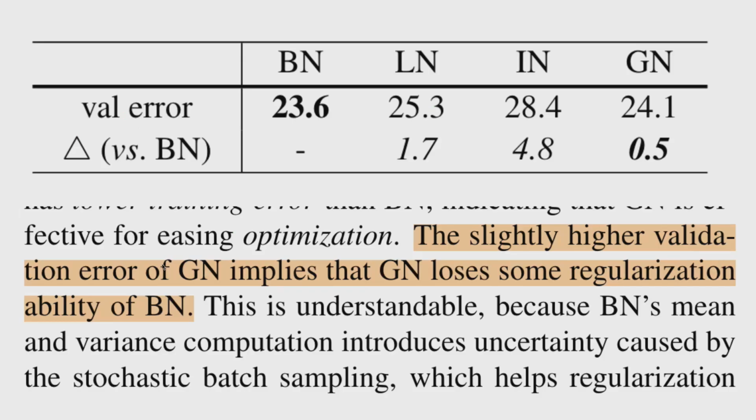The slightly higher validation error of group norm implies that group norm loses some regularization ability of batch norm. And this is because batch norm's mean and variance computation introduces the uncertainty caused by the stochastic batch sampling. So because your batch is a random set of images and there's multiple mini batches, there's this kind of randomness, this kind of noise, that's introduced, and when you introduce noise, it's going to generalize a bit better at the end, and that's the concept that they're discussing here.